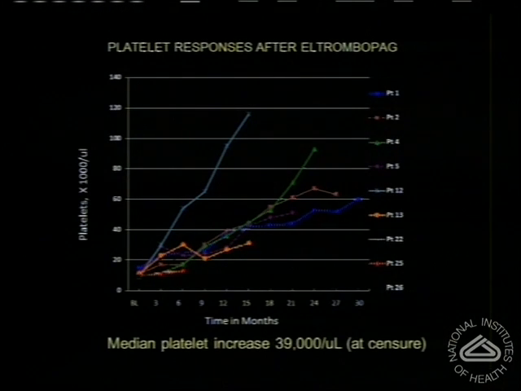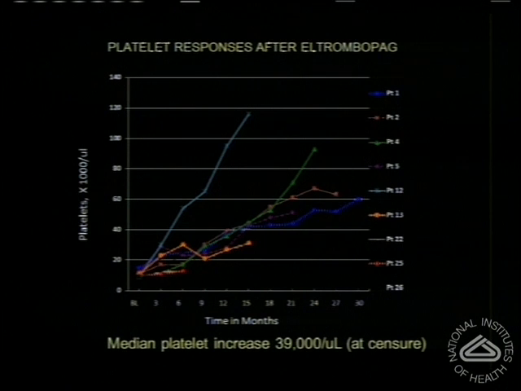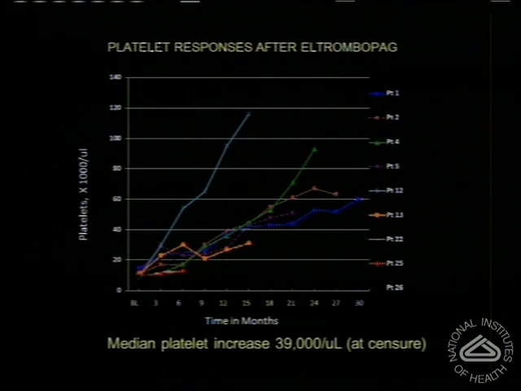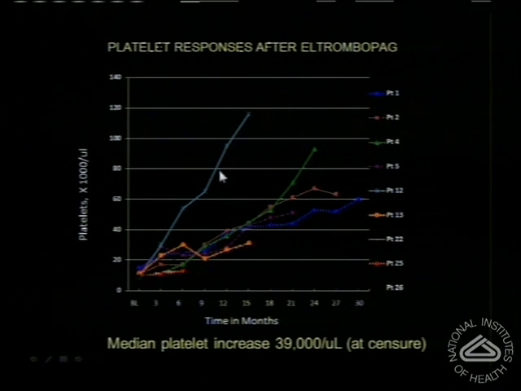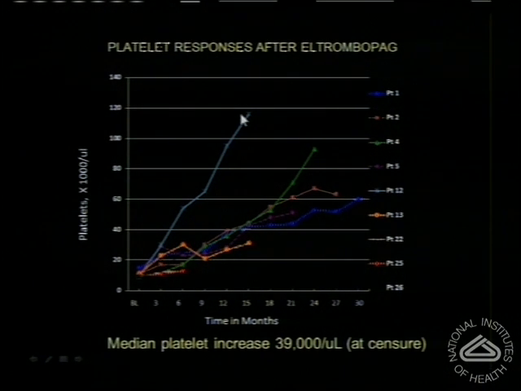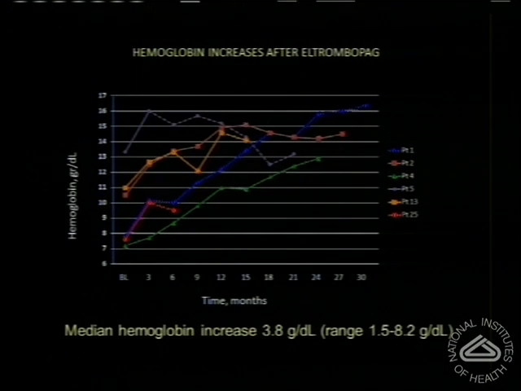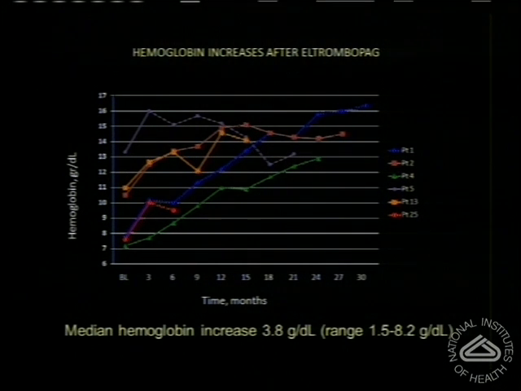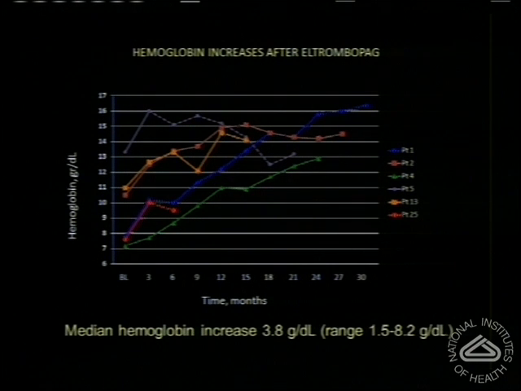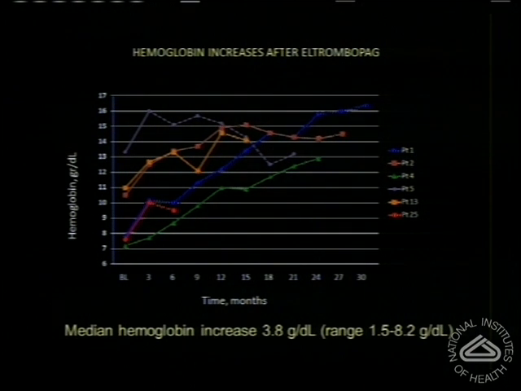And this is the robustness of the responses. So these are platelet counts, 40,000 is a big difference in platelets. And you see that some of these patients have platelet counts that rise right into the normal range. Hemoglobin's even more impressive. 4 grams, that's a huge difference. We only have 12 to 15 grams of hemoglobin in our blood. So 4 grams is a huge amount of increase to see in these patients.